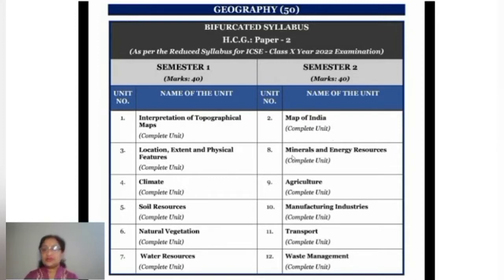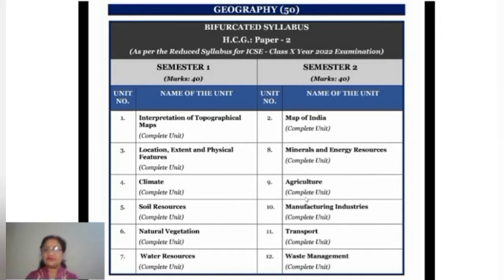Number 2, minerals and energy resources. Under this you will find the conventional and non-conventional energy resources, so that forms one unit. This complete unit will be coming. And next is agriculture. If you see in your book, you will find the agriculture unit actually includes 3 or 4 subparts, present in the form of different chapters. So part 1, part 2, part 3 and part 4, all these come under the same unit of agriculture.